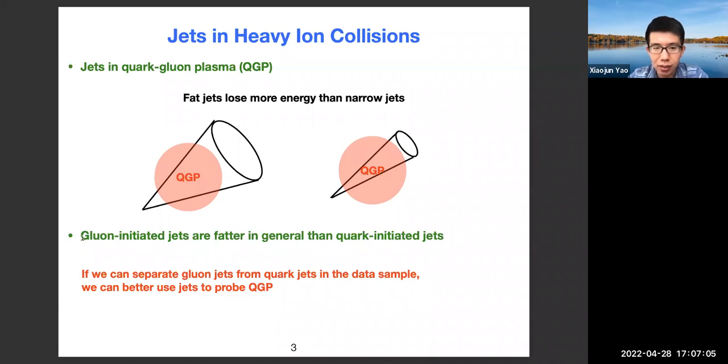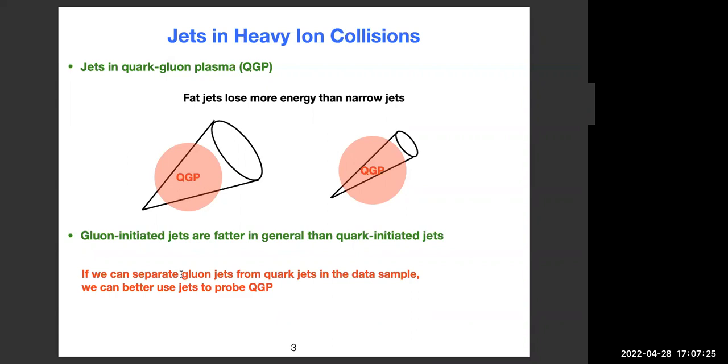And it turns out the gluon-initiated jet, which is produced by an initial high energy gluon, tends to lose more energy than a quark jet, because a gluon-initiated jet radiates more and has a wider distribution. That's why it's fatter, and that is why it loses more energy.